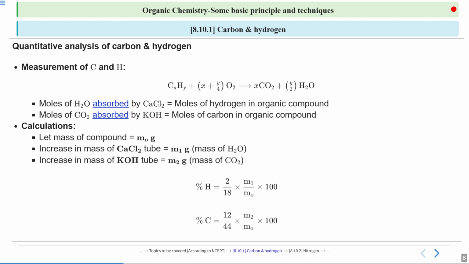For carbon, the formula is percentage of C equals 12 divided by 44 times m2 over m0 times 100. So here 12 is the mass of carbon in carbon dioxide and 44 is the mass of carbon dioxide. Using these formulas, we can accurately determine the carbon and hydrogen content of any organic compound.